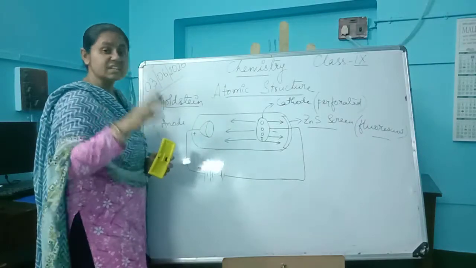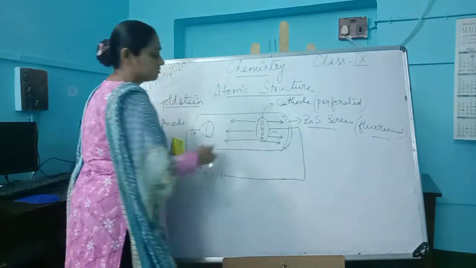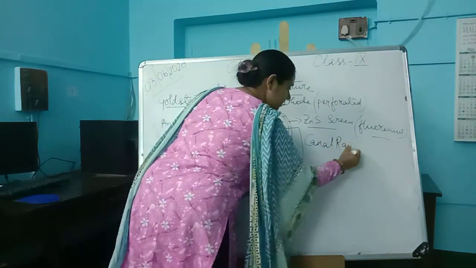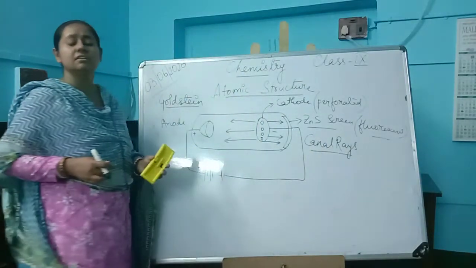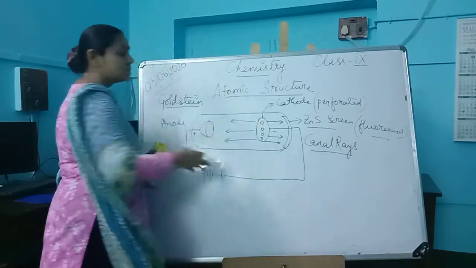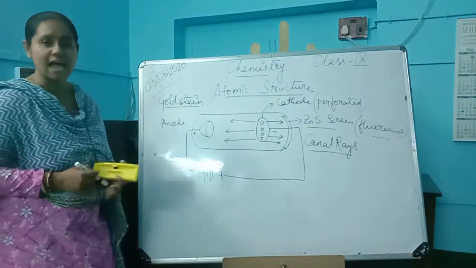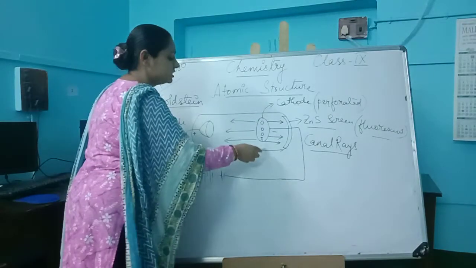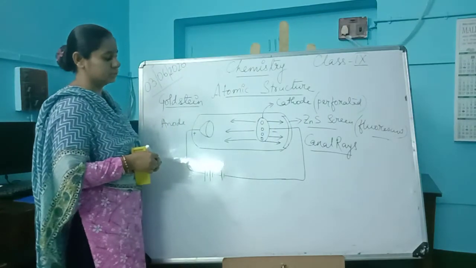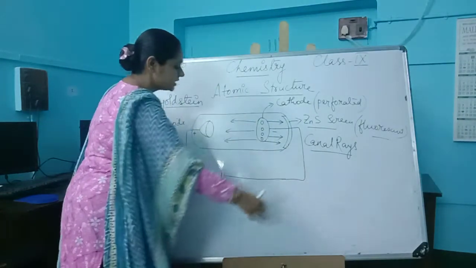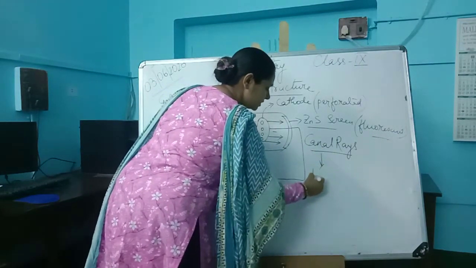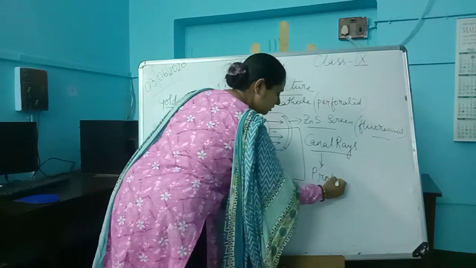Later on, studying the properties, he named these rays canal rays. Remember the word: he named these rays canal rays because they pass out through these holes, which he considered to be canals. That is why he named them canal rays. This is how the protons were discovered, which were previously known as canal rays.